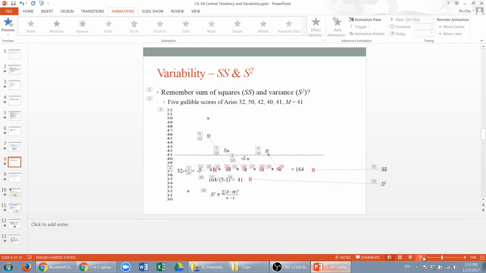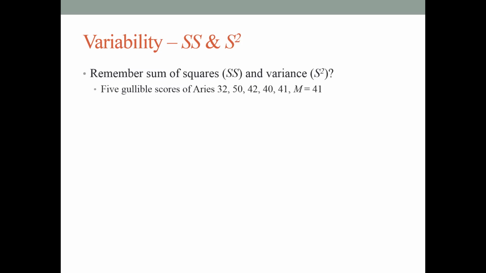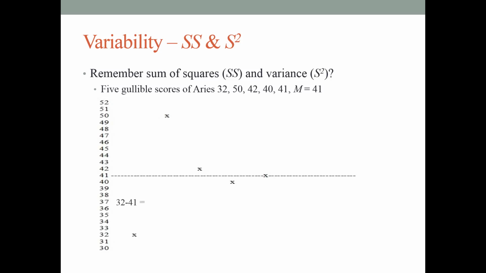All right, so now let's talk about standard deviation, z-score, and z-table. Recap: variability, sum of squares, and variance. Five gullible scores of Aries, and the mean is 41. And remember this: the distance between 32 and 41 is -9, and the second score, 50, and 41 is 9, and so on and so forth.